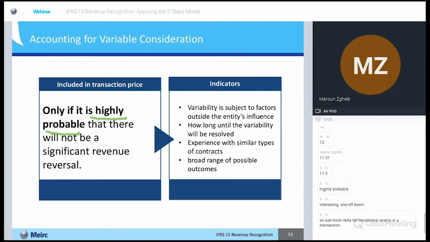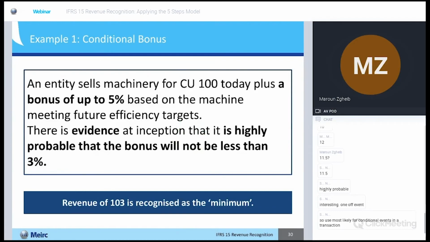So in the first example that we gave, the customer can pay either 1% bonus or 2% bonus or 3% bonus or 4% bonus or 5% bonus. In the second example, the customer will pay either 0 or 2 million.